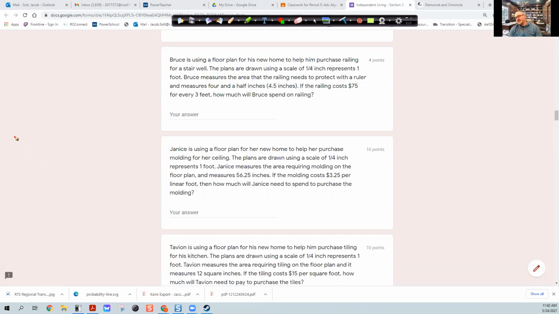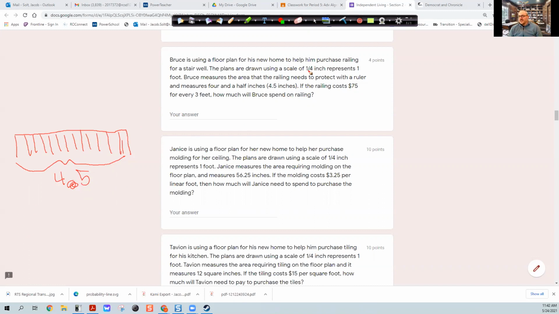All right, let me talk about it at least. So there's some kind of railing. I'm just going to draw a picture. Maybe that helps. Bruce is looking at a floor plan. He measures the area on the floor plan with a ruler, and this represents 4.5 inches. If the railing costs $75 for every 3 feet, how much will you be spending?